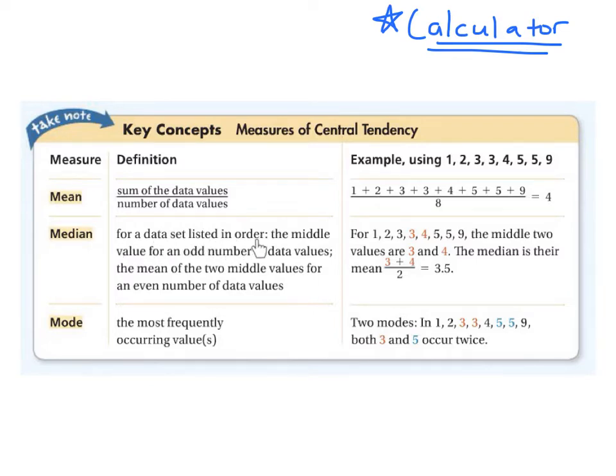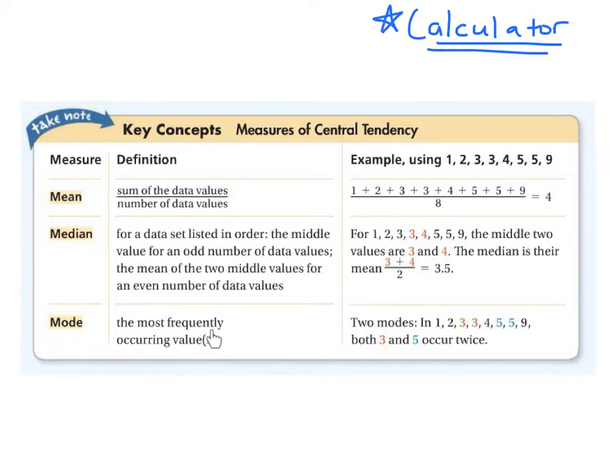The median for a data set listed in order, it's the middle value of an odd number of data values, or it's the mean of the two middle values if you have an even number of data values. They happen to give us a set here that has an even number of data values, so you average the 3 and the 4 together and get 3.5. And 3.5 is halfway in between 3 and 4 as well, if you think about it.